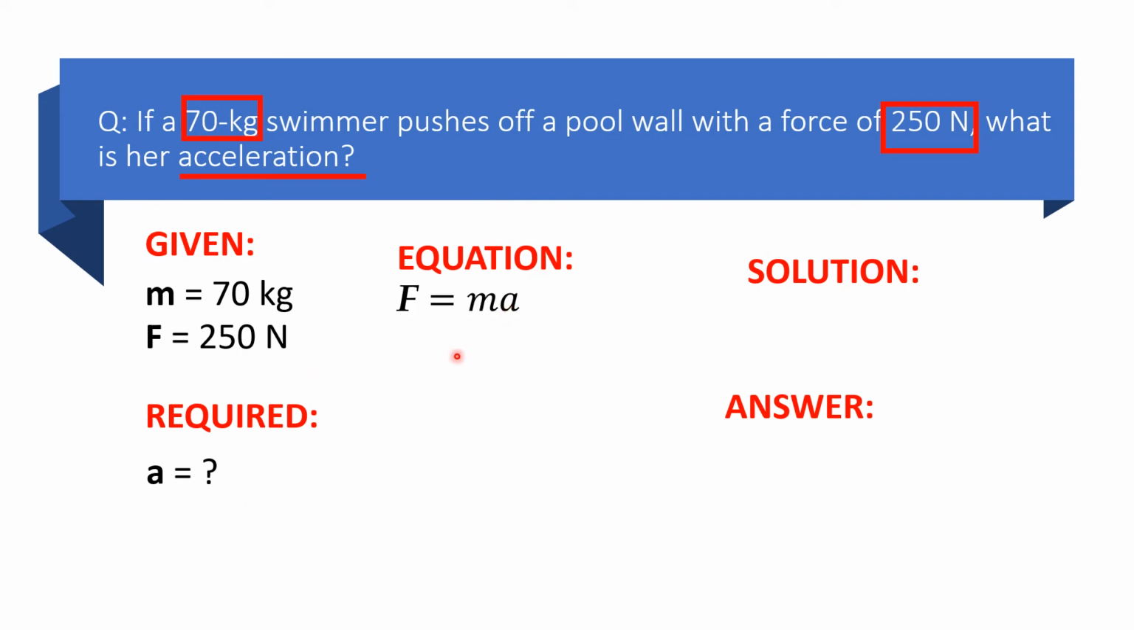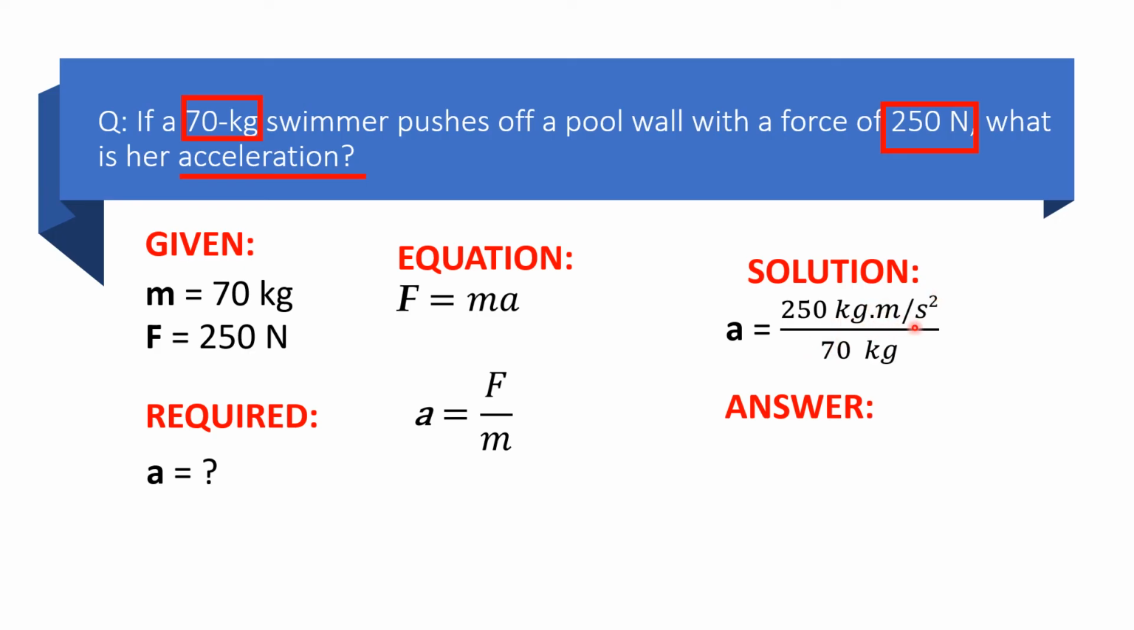Formula to be used, F is equal to ma. Deriving the formula by putting A as your required. So, the formula will become A is equal to F over M. Substituting the given to the formula. So, this will look like this. A is equal to 250 kg meter per second squared.